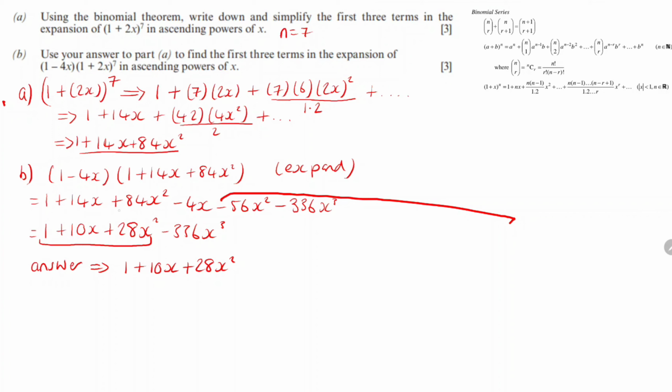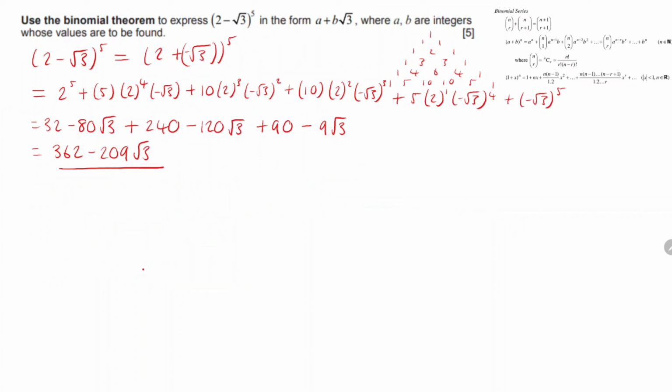Then you can group together your x squares. So you have 84x squared minus 56x squared. The 336x to the power 3 is irrelevant because it's not in the first 3 terms. So your final answer was 1 plus 10x plus 28x squared.